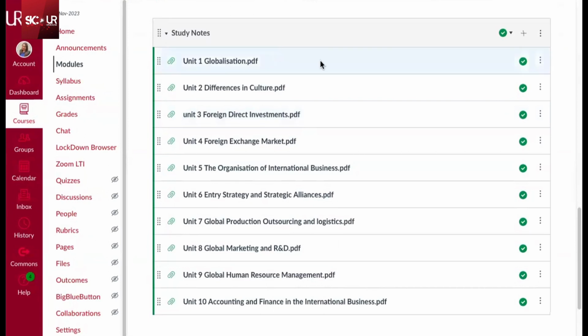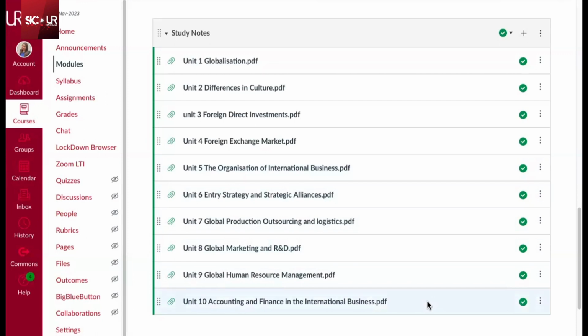If you take a look here, we have topics such as globalization, culture, FDI, foreign direct investment, foreign exchange market, and the organization of international business. Then we are going to look at the entry strategy, the modes of international business. Then global production, outsourcing and logistics, marketing and R&D, and also global HRM. Lastly, we are going to learn about accounting and finance in international business.